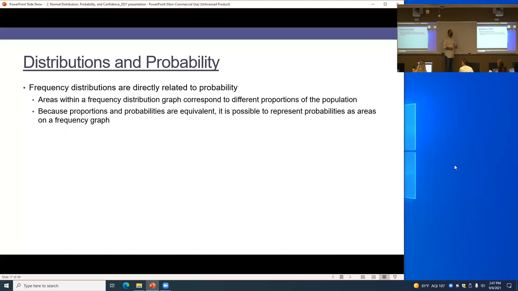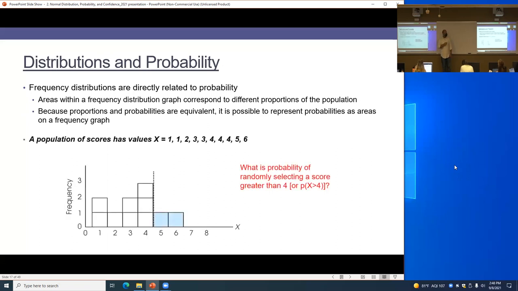So basically what we can do, if we know the shape of a distribution, right, is we can start to use points along that distribution to infer probabilities, okay? Proportions and probabilities, these are the same thing, right? They're interchangeable. And so what we can start to do is represent probabilities as areas underneath a graph or a curve. So if we take a very, very simple example here, let's say I've got a population of scores: 1, 1, 2, 3, 3, 4, 4, 4, 5, 6.